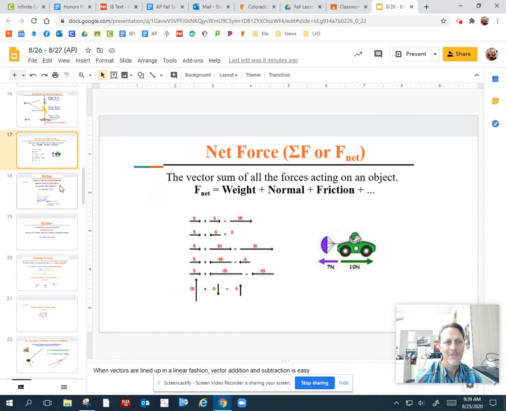So look at the car, and notice in that car right there, you've got 10 newtons to the right, 7 newtons to the left. The net force in this case would be 10 minus 7, or 3 newtons to the right. And since it's a vector, you wouldn't just say 3 newtons, you'd say it's 3 newtons to the right. The direction is part of that also.